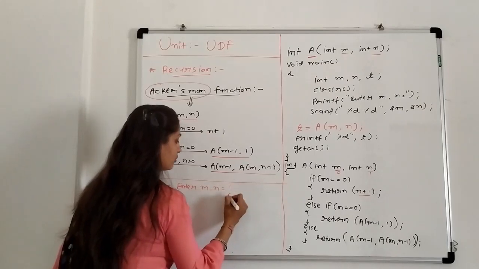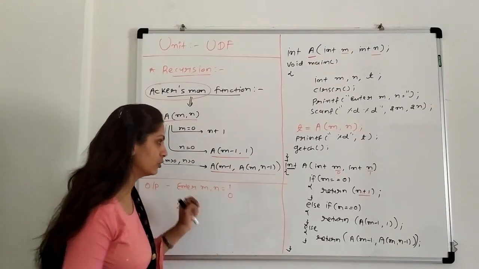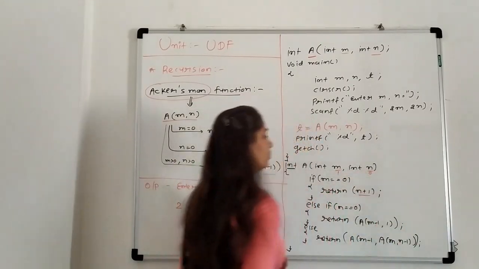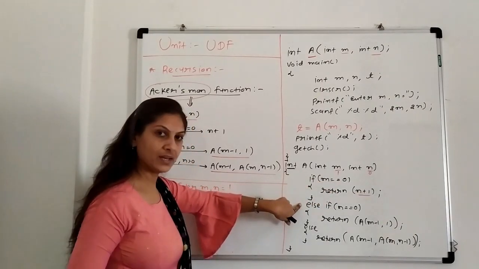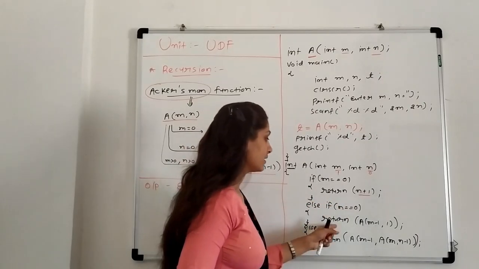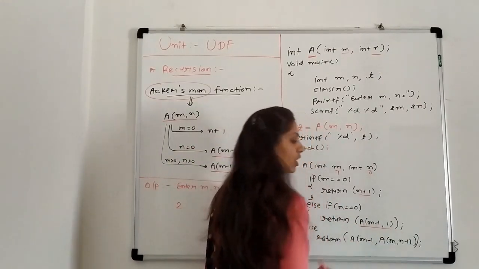No. Instead of 0, 1 we are passed 1 and 0. That is, m is 1, n is 0. Then what happens? m is 1, n is 0. Is m 0? No, it is 1. So it goes on to the second condition, that is else if. n is 0, yes. Then it returns what? The function calls itself.